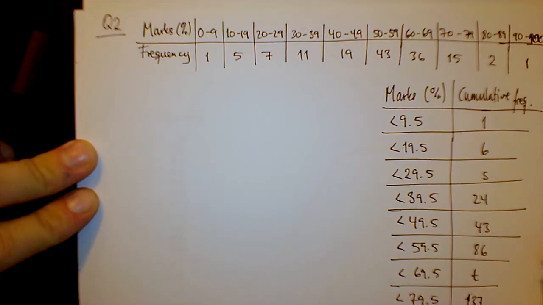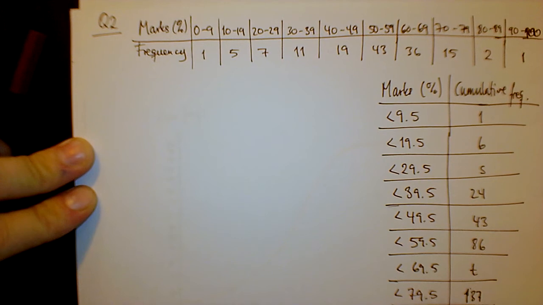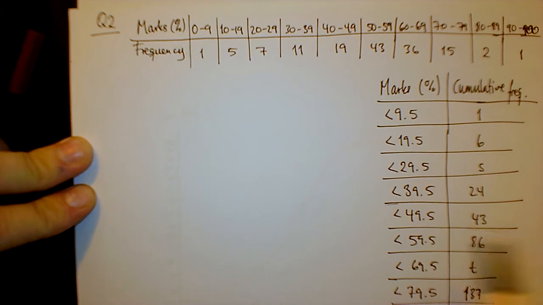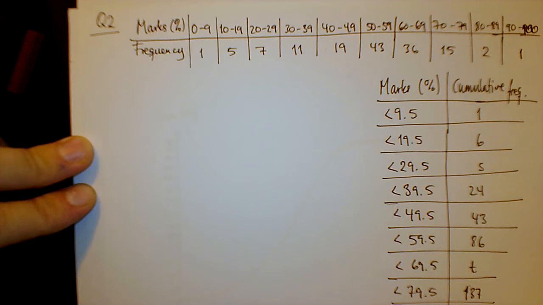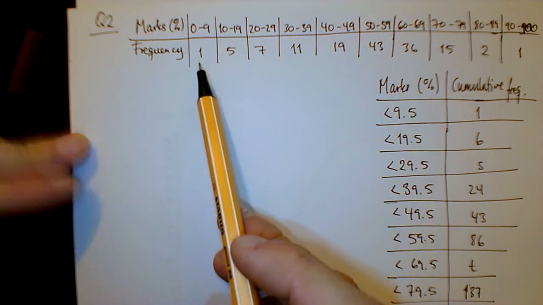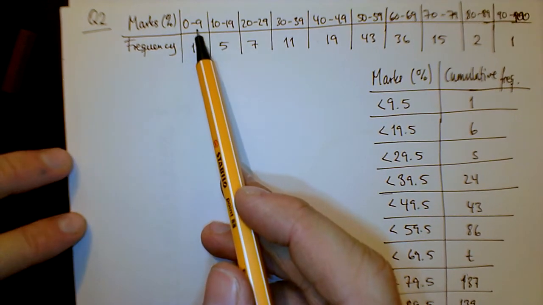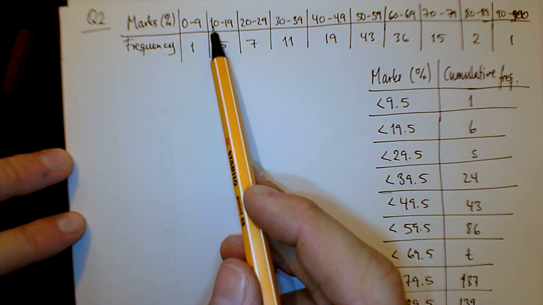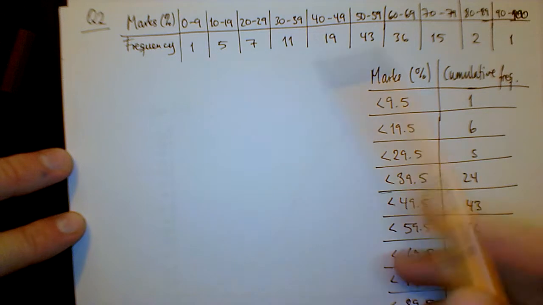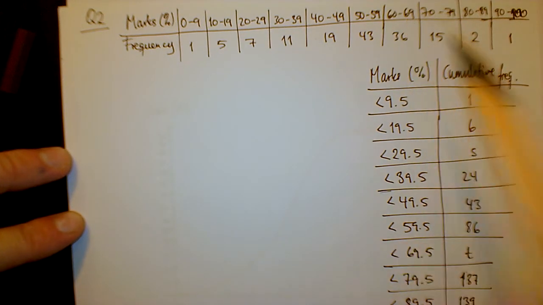Okay, so we're now looking at question 2 of chapter 2, page 65. What we have here is a table that shows the percentages scored by candidates in a test. So this is the mark percentages. We have one person that got between 0 and 9% on the test. We got 5 people that got between 10 and 19%. And we got, for example, 36 people getting between 60 and 69 on the test.